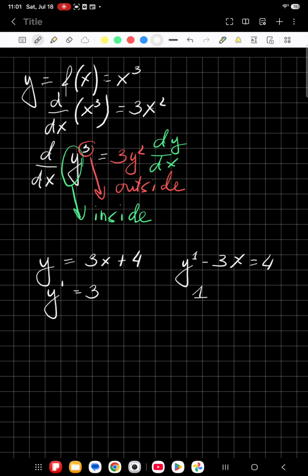I hope you understand why. And now I'm taking the derivative of the inside, which is y prime. Now I have 3x, so the derivative of that will be negative 3. The derivative of a constant is 0. So essentially I got the same thing, as I had to. So y prime equals 3.